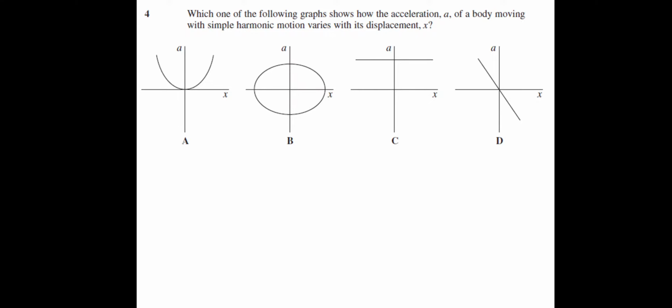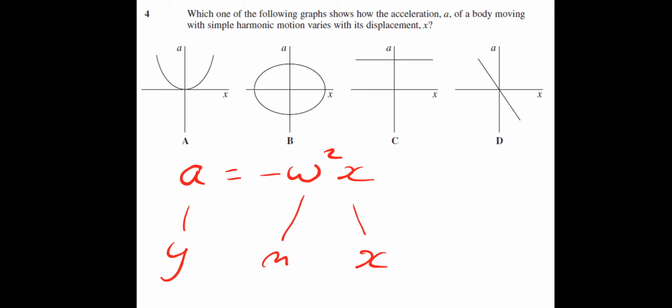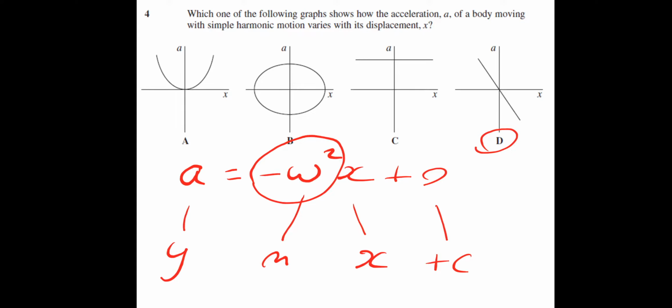Which one of the following graphs shows how the acceleration, a, of a body moving with simple harmonic motion varies with its displacement, x? So if we remember, the quick way of doing this one is because I have shown you this graph before. Acceleration is equal to minus omega squared x, and that's the equation. It's already in the form of a straight line because acceleration is on the y-axis, displacement is on the x-axis, and this would be the gradient, and there's no plus c intercept, so straight in the form of a straight line, negative gradient. So the answer is D.